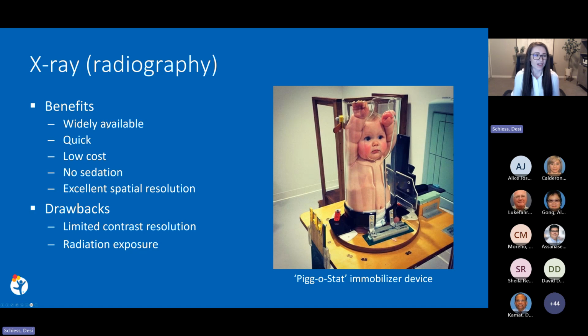X-rays rely on the differential absorption of X-rays by various tissue types to create an image. X-ray is widely available, quick, cheap, and does not require sedation. X-ray has excellent spatial resolution for bony detail, but lacks soft tissue contrast, so sometimes findings can be nonspecific. And of course, there is some radiation exposure.